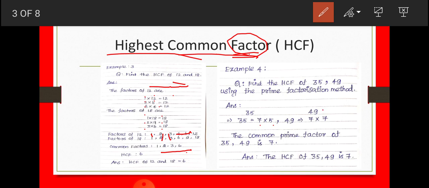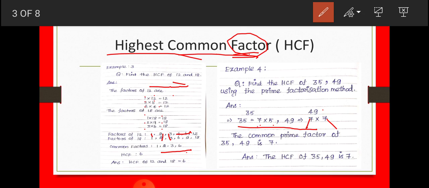Stop. Next, 49. 49 means 7 7s are 49. 7 is a prime number, again 7 is a prime number. So it is easy. Now we have found the factors. This is a factor. Next we are going to take the common factor.